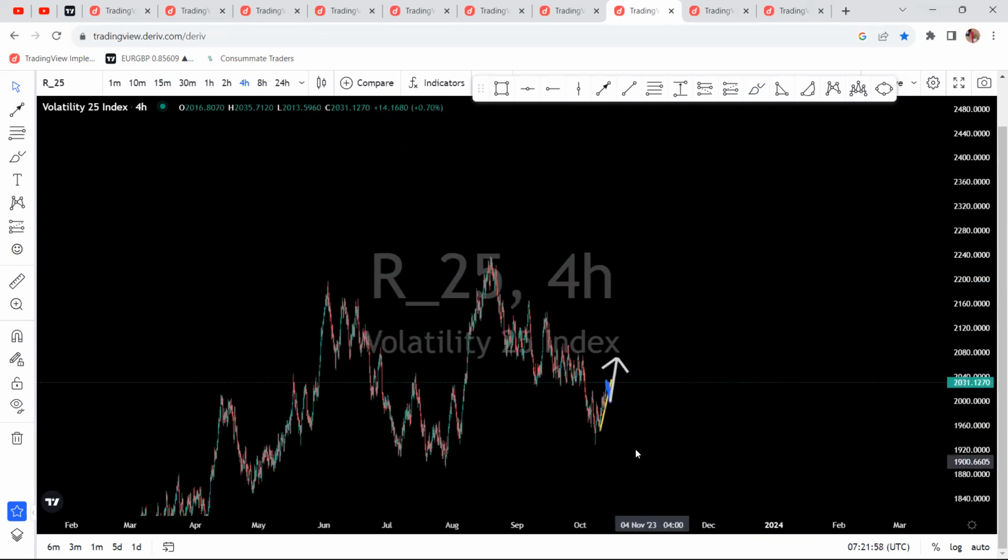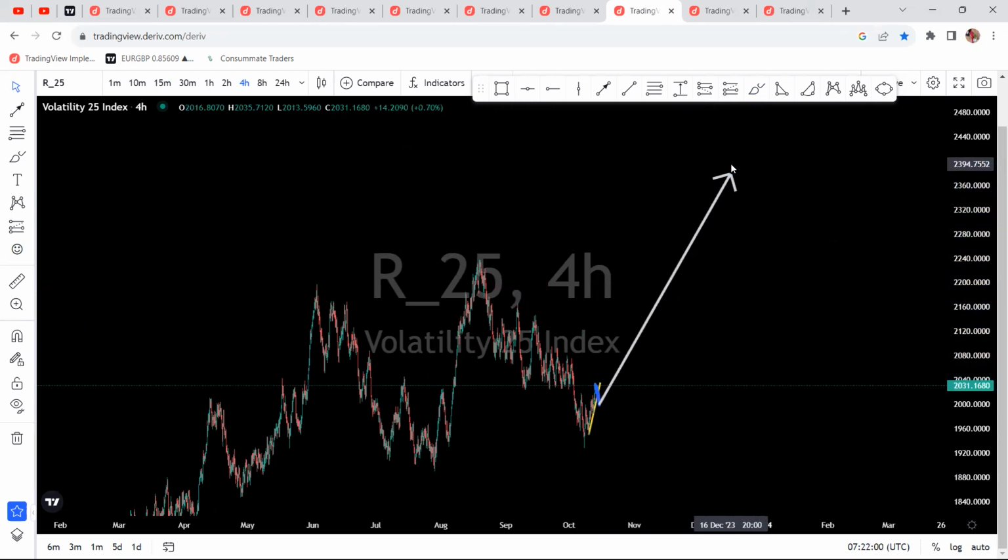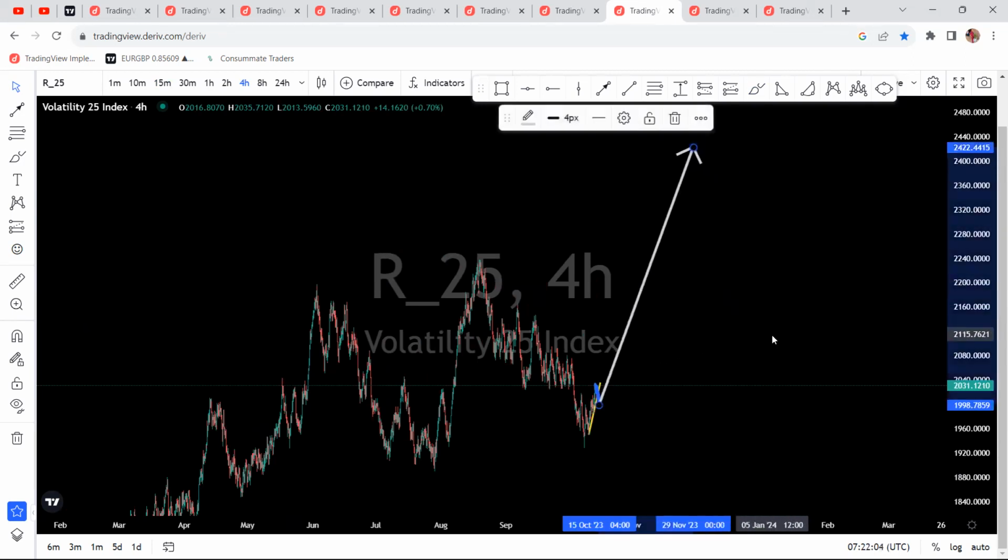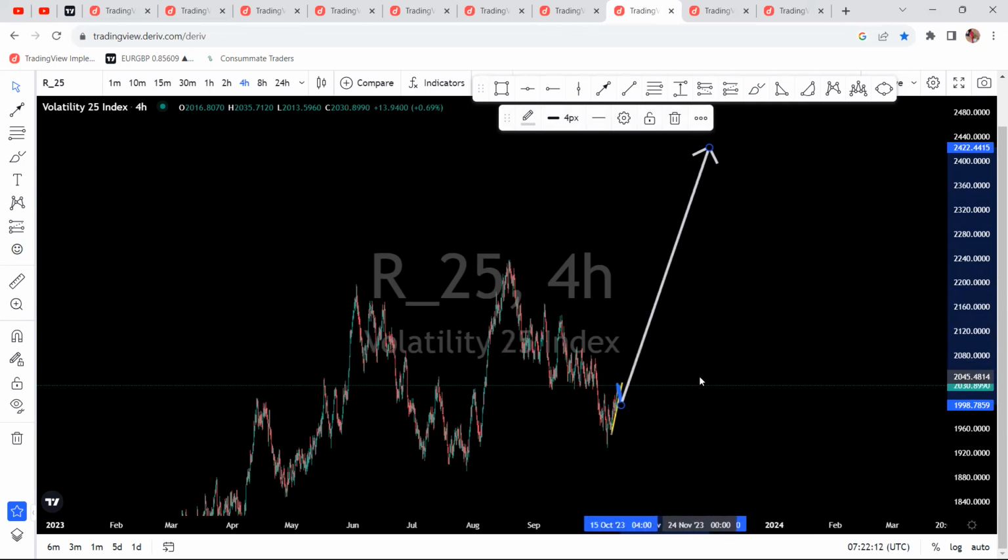So this up may be a heavy one. It may end up giving us a massive up. So don't be surprised if we see a consistent up. Don't say, where is this market heading to? It's just trying to fulfill a big time frame structure. That is for volatility 25.